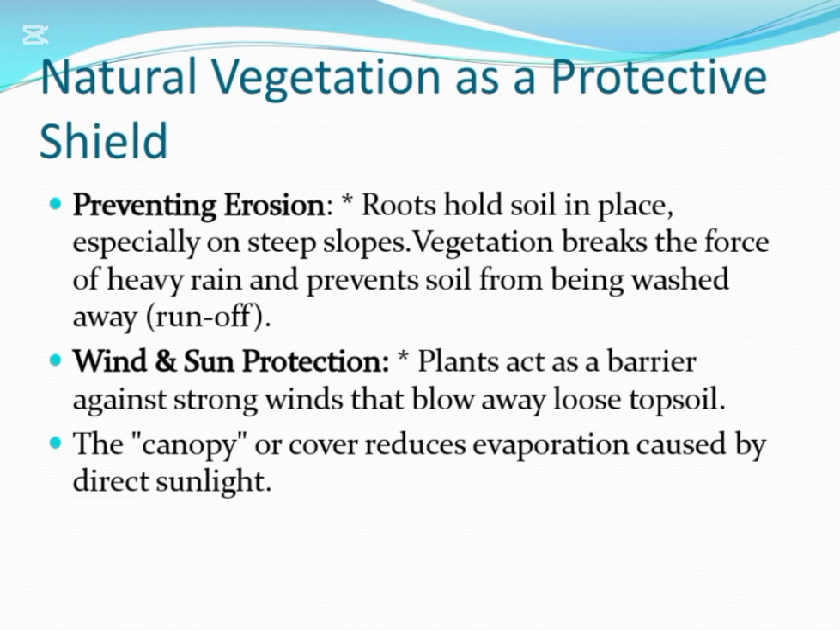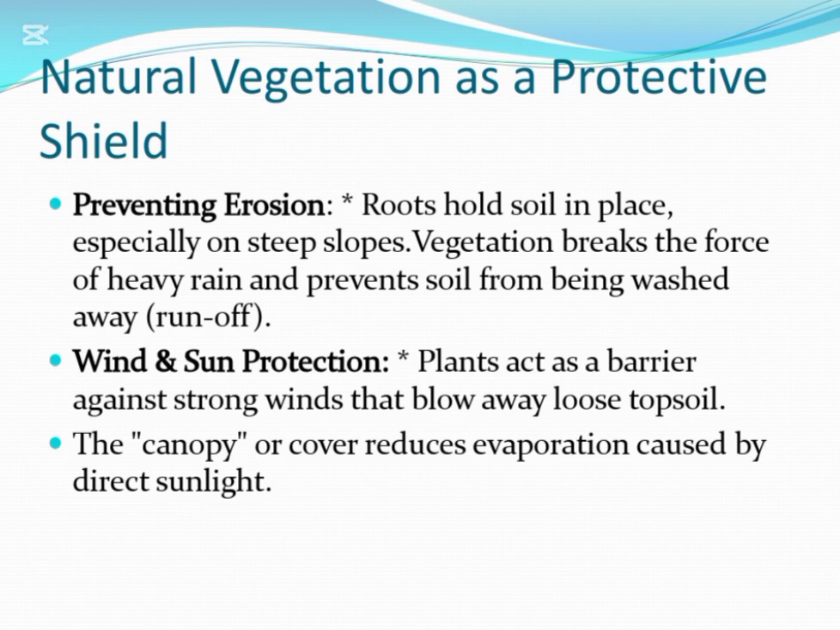The first is preventing erosion, meaning roots act like tiny fingers gripping the soil, especially on mountains, so it doesn't slide away. Meanwhile, leaves act like an umbrella. They break the force of heavy rain, so it doesn't hammer the ground and wash away the dirt in what we call runoff. Second point is wind and sun protection.